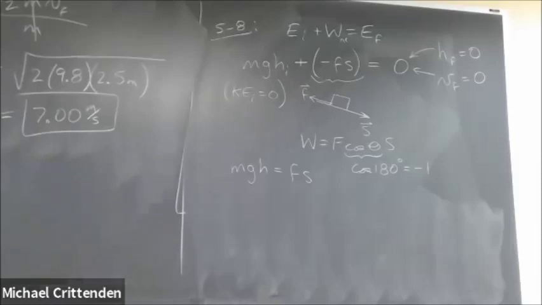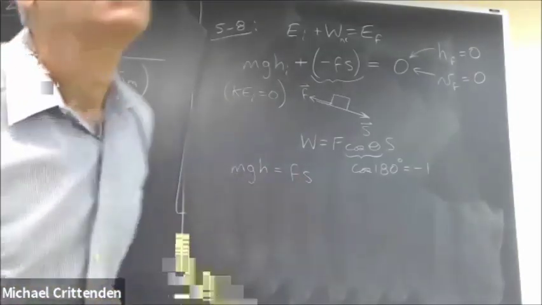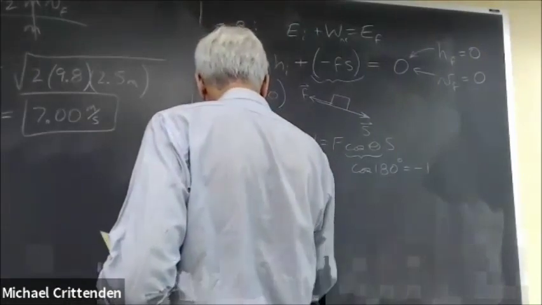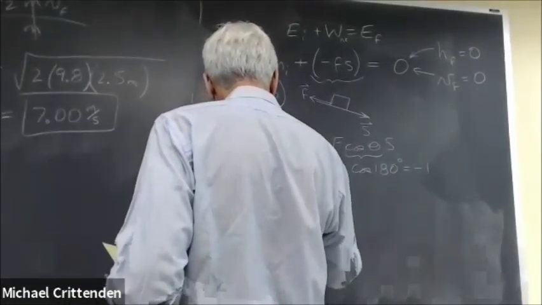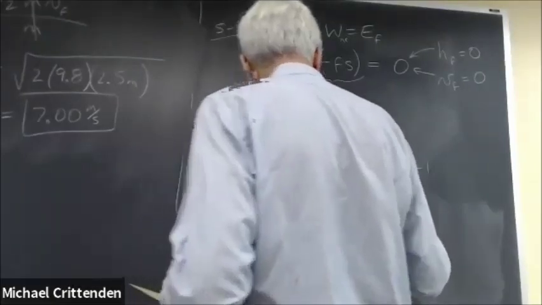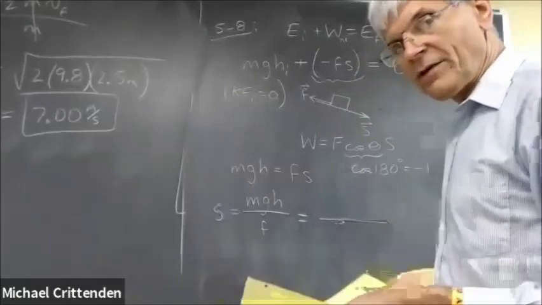Adding F times S to both sides, we've got that. The question is, how far does the child slide? That's asking us for S. It's even labeled S on the picture. Fill in the numbers and we've got it.